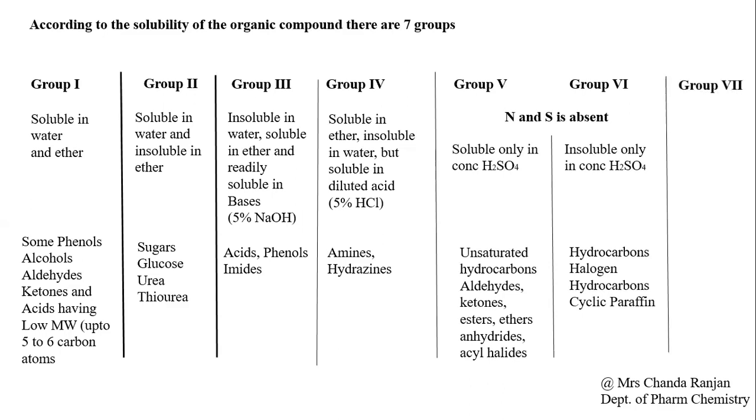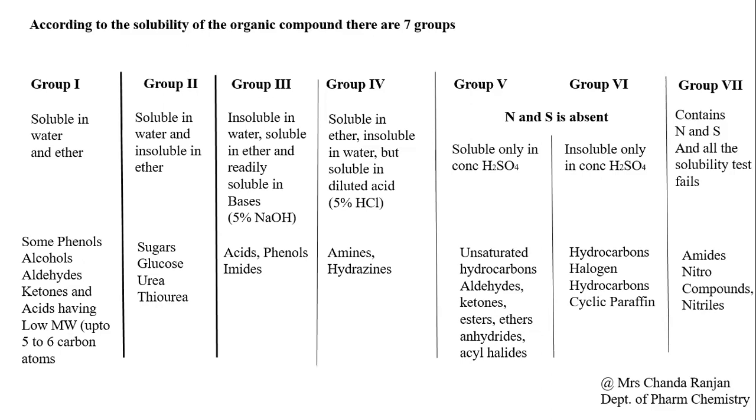Then we have the last group, group 7, which contains nitrogen and sulfur and fails the solubility test. Meaning, of the combinations we have, it doesn't fall amongst any of them, and these are amides, nitro compounds and nitriles. So here we have the list of group 7.